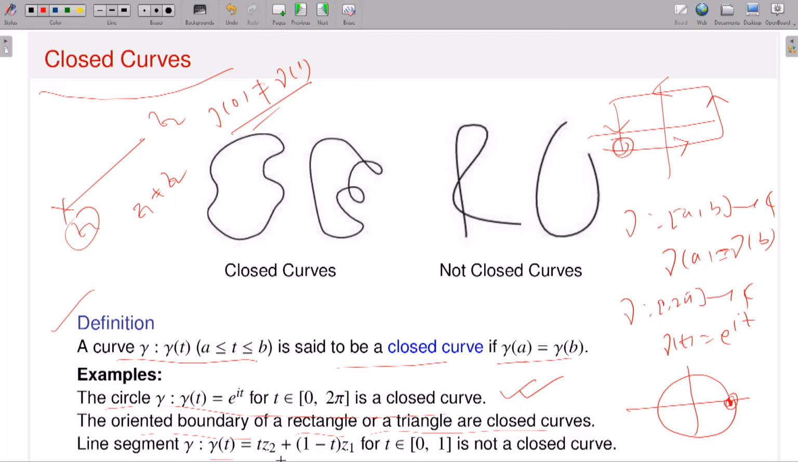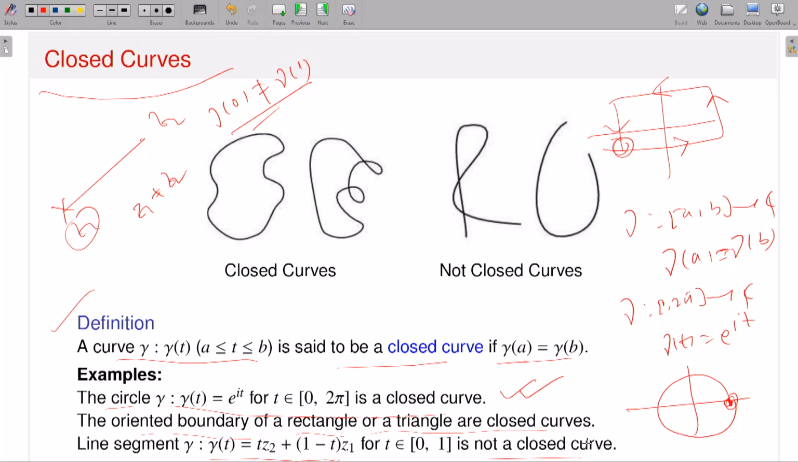The line segment gamma is not closed. Of course, as I said, if I have two distinct points Z1 and Z2, gamma of 0 is not equal to gamma of 1. Similarly, if I have a parabola, the two endpoints are different, so it is not a closed curve. But a circle is a closed curve, and the oriented boundary of a rectangle or triangle is also a closed curve. So these are examples of closed curves.